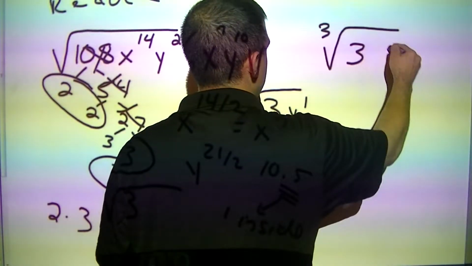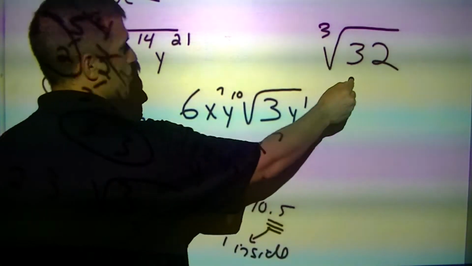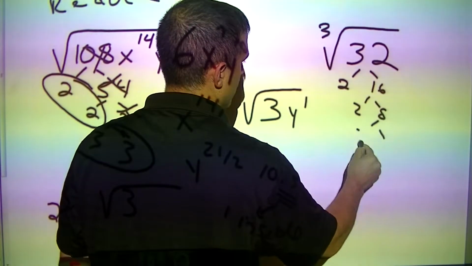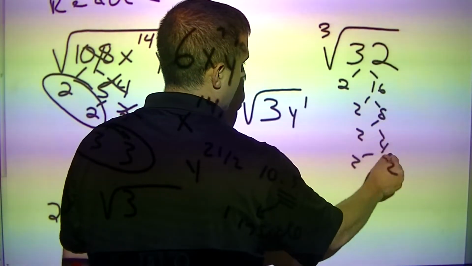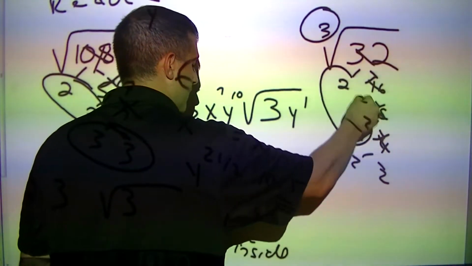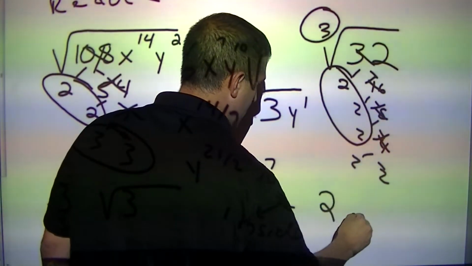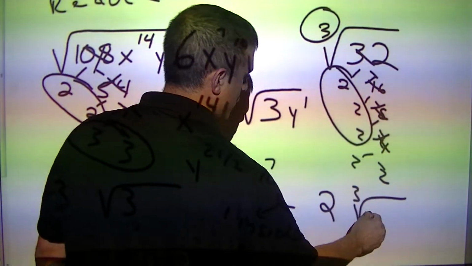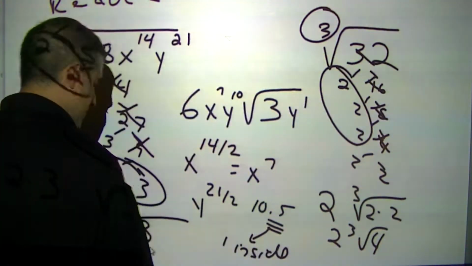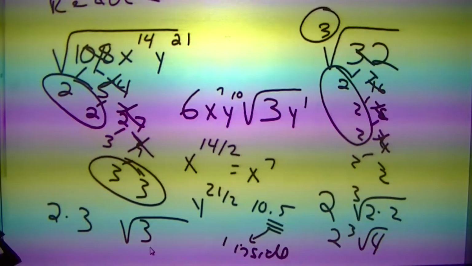For a cube root, let's just do something simple. Okay? For the cube root, I'd break that down: 2 and 16, 2 and 8, 2 and 4, 2 and 2. I can't use these anymore. Now, since it's a cube root, I'm looking for groups of 3. So one of those is going to be on the outside. Those 2 are left over on the inside. That's going to be 2 cube root of 4.